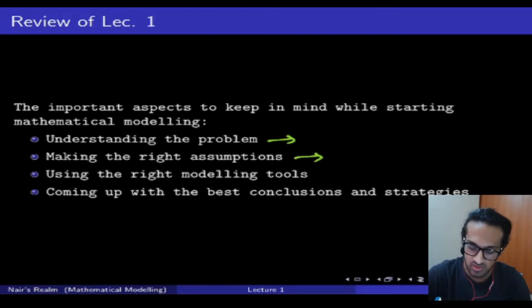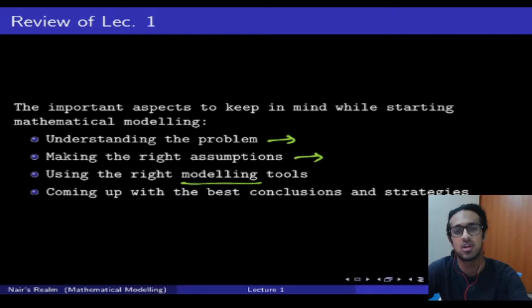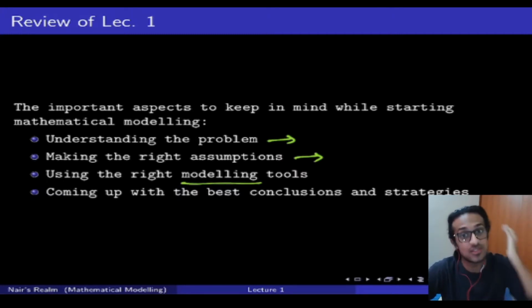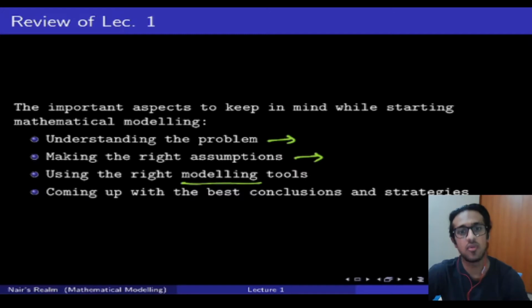And the third thing we spoke about was using the right tools, the right modeling tools. And that essentially refers to using the right structures, like maybe differential equations, difference equations, and even in differential equations, there are various kinds of differential equations. So yeah, we'll discuss that later in this lecture.